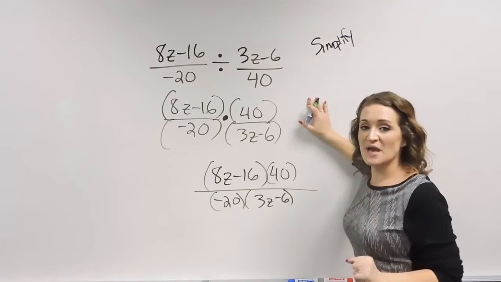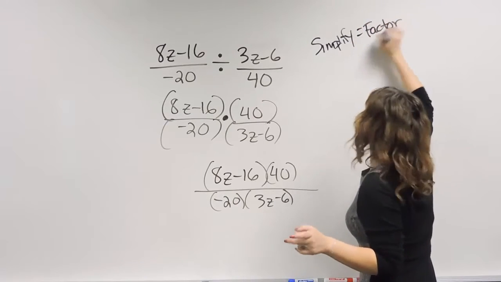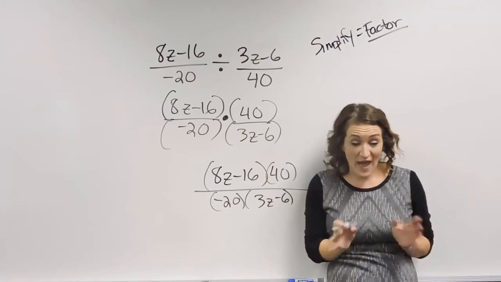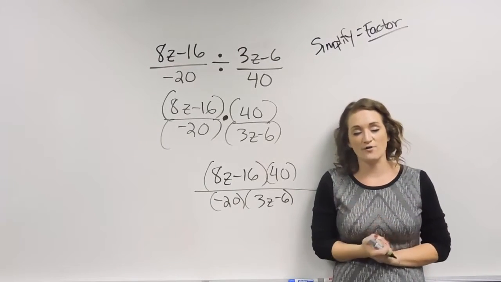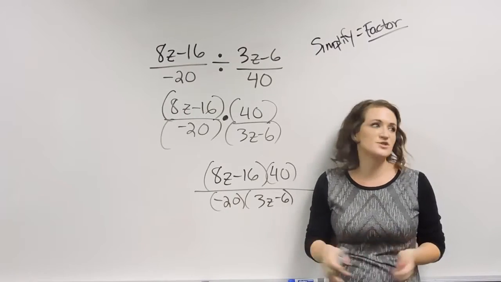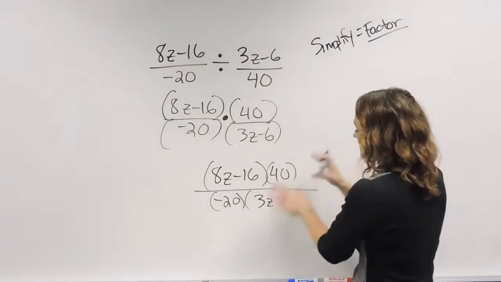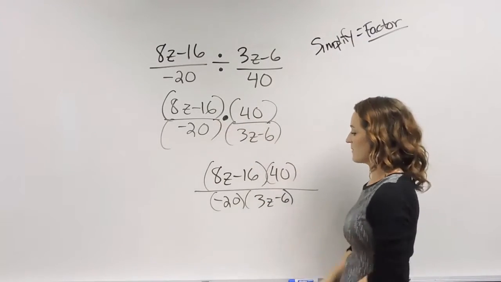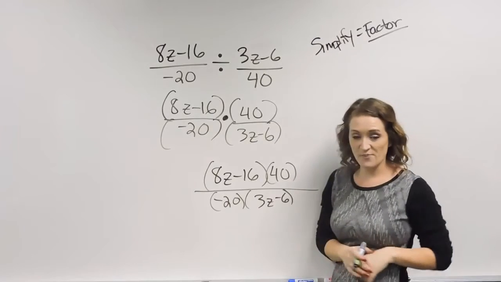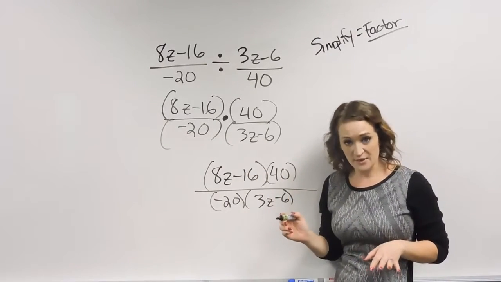And when it comes to rational expressions, simplify means factor. So we're going to have to factor this thing. We definitely don't want to multiply it together and make it harder for us to factor, because we're just going to end up breaking it apart in the end. Okay, so this is what we get after using the division rule. Keep, change, flip gives us this problem right here. So what we're going to have to do is factor this thing.